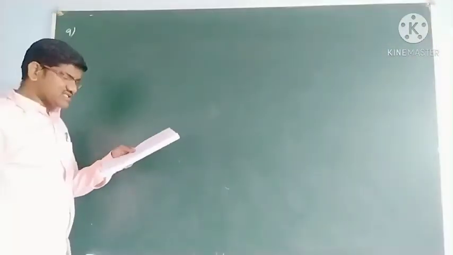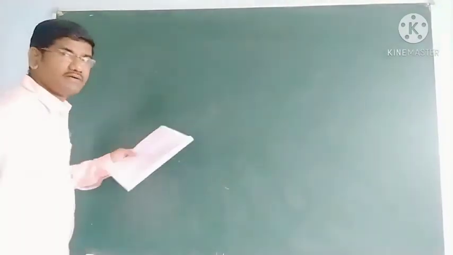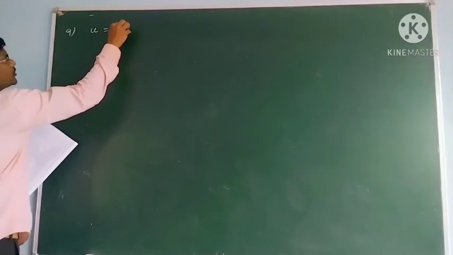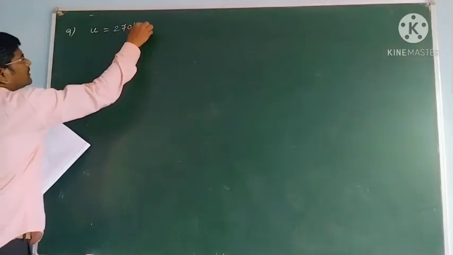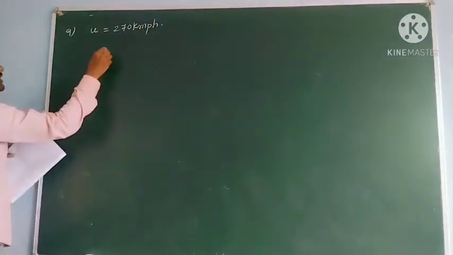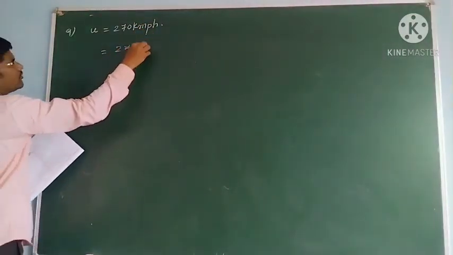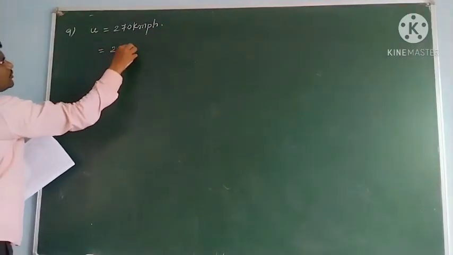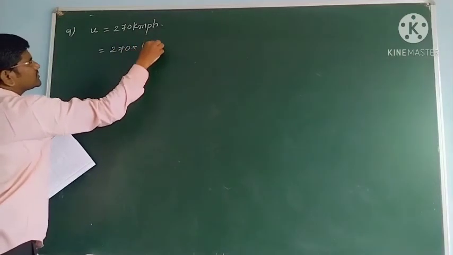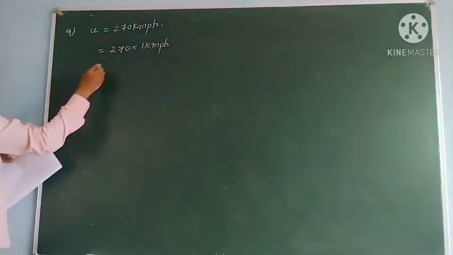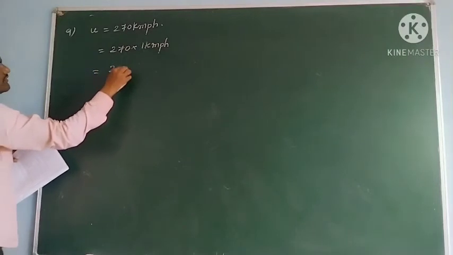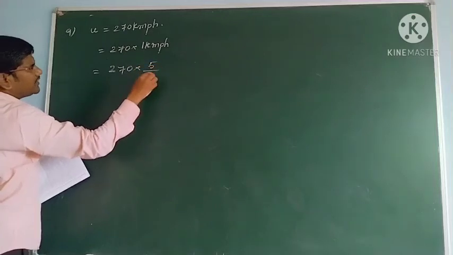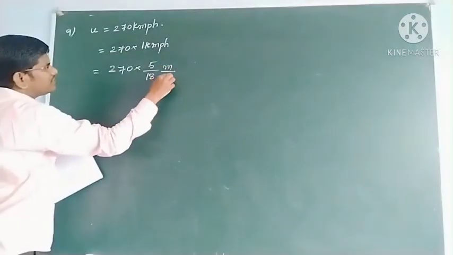An aeroplane lands with a velocity of 270 km per hour. So an aeroplane lands with a velocity of 270 kmph. So that is 270 into 1 kmph. Okay, students. Then 270 into 1 kilometer per hour is 5 by 18 meters per second.